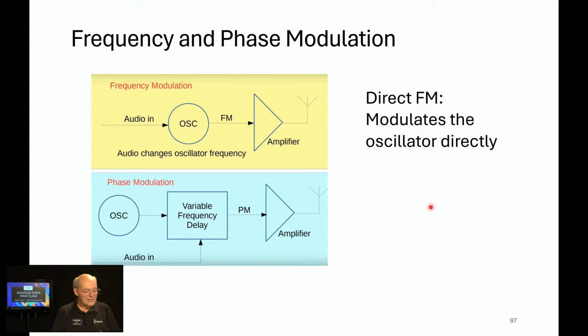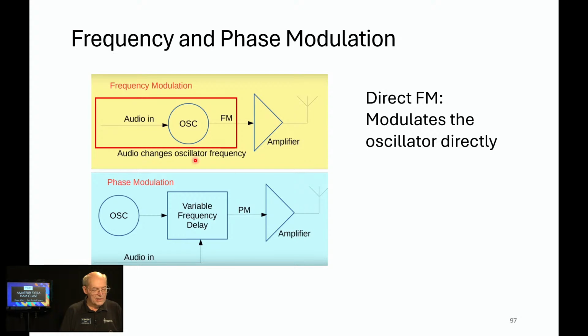So a little bit more, Kessler's diagram here. Direct FM is going to modulate the oscillator directly, change the frequency. So here we've got the audio in, and we're actually applying that audio through our reactance modulator directly to the oscillator, shifting its frequency up and down.